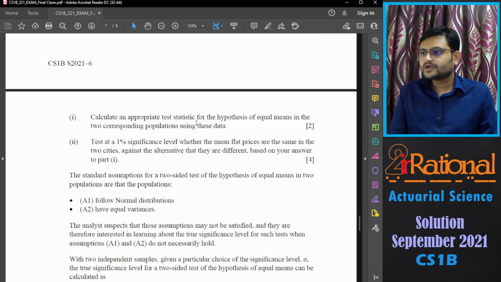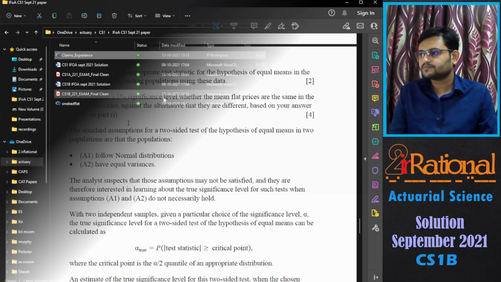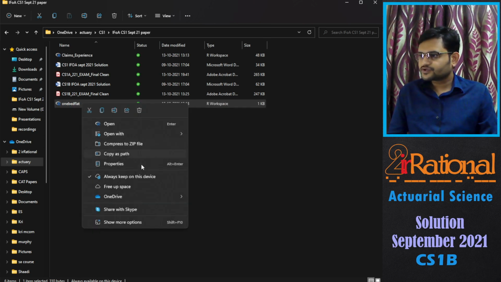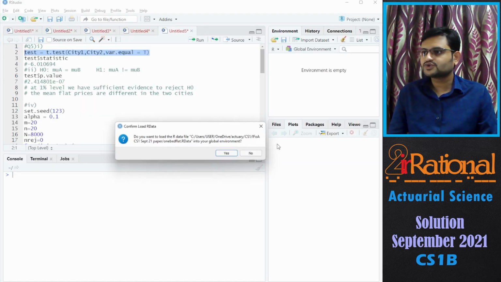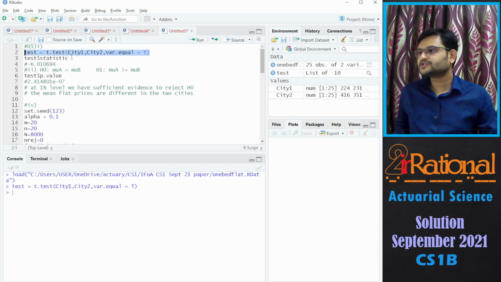Calculate the approximate test statistic for the hypothesis of equal means in the 2 corresponding populations using these data. Test at a 1% significance level whether the mean flat prices are the same in the 2 cities against the alternative that they are different, based on your answer in part 1. So let's just load up the data first. Open with RStudio. Yes, and here is our data. Then we have our t.test with var.equal as TRUE. We'll take the test statistic of that.